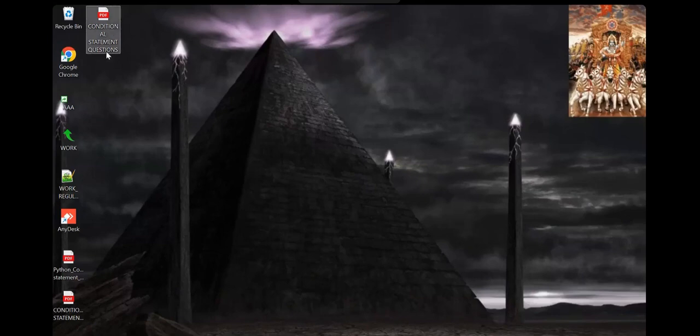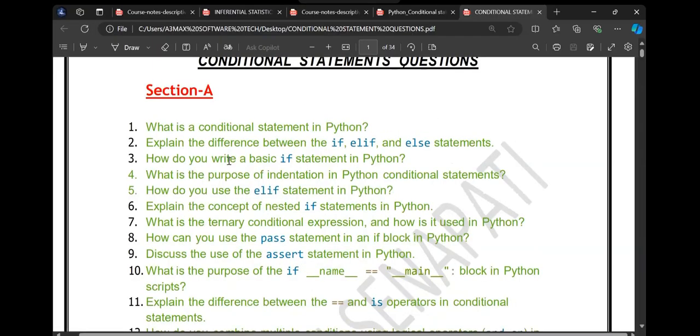Is this questions, answers? Yeah, questions. Let me open this. What is conditional? How many sections? 2 to 3 sections I created. What are conditional statements in Python? Explain. See, interview encountered these questions, guys.